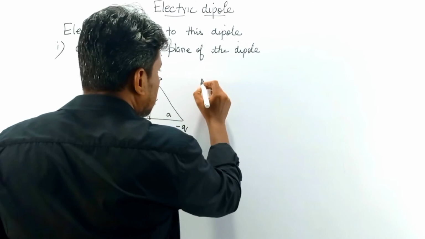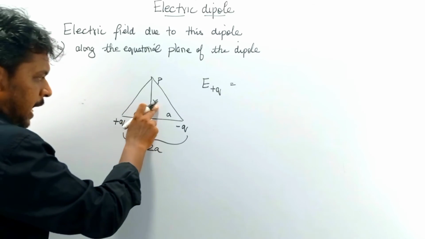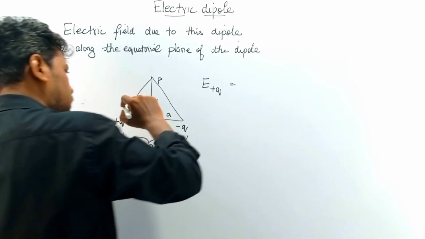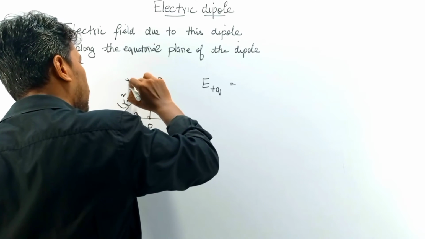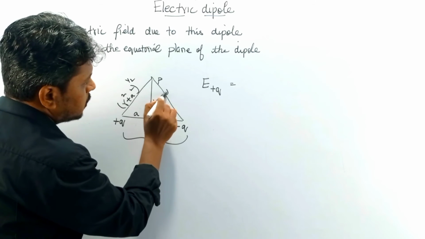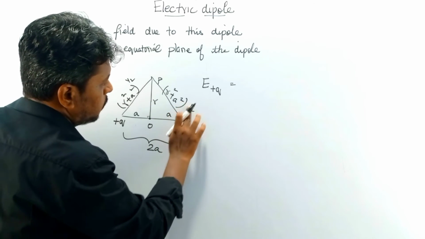So the expression for the electric field due to this charge plus Q. So this is r and this is a. What is this distance? This will be (r square plus a square) whole power 1 by 2. Similarly, this distance also will be (r square plus a square) whole power 1 by 2.